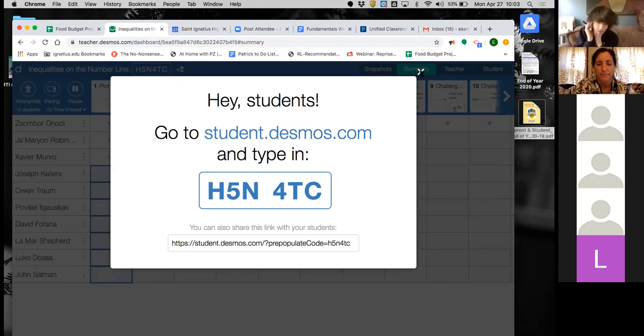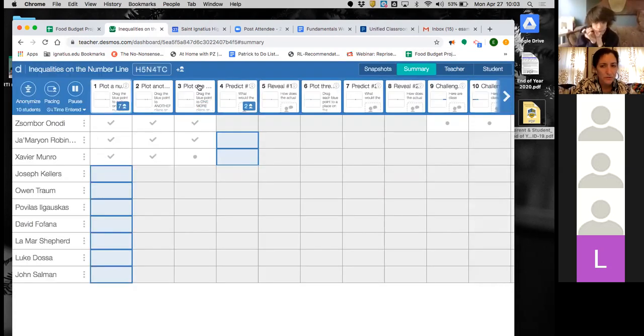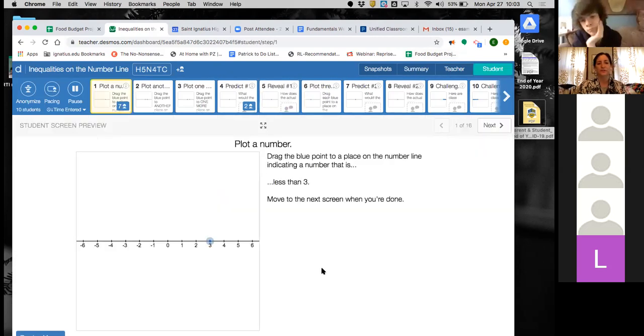Okay, good. All right. So let me get my screen. For this activity, we're just going to do some exploration with graphs of inequalities. You can work through it at your own pace if you like, but I'm going to talk as we go through. On this first slide, you'll see a blue dot, and it asks you to drag the blue dot to somewhere that's less than 3. You can pick anywhere you want less than 3. And when you're done, you just move on to the next screen.